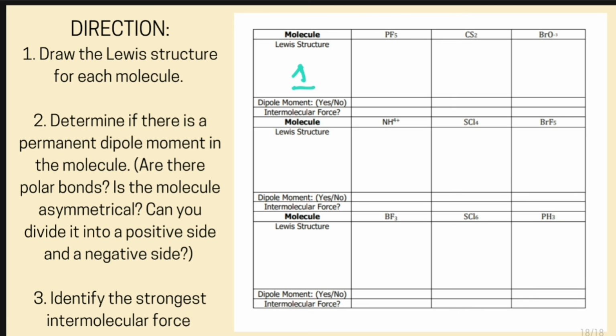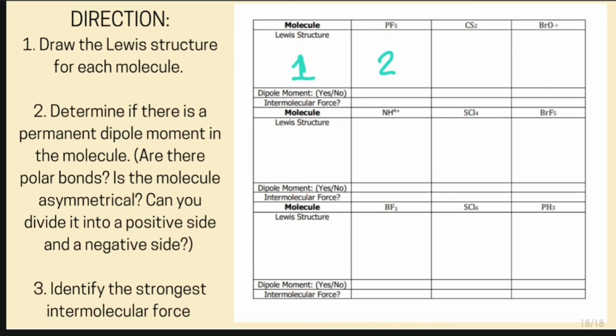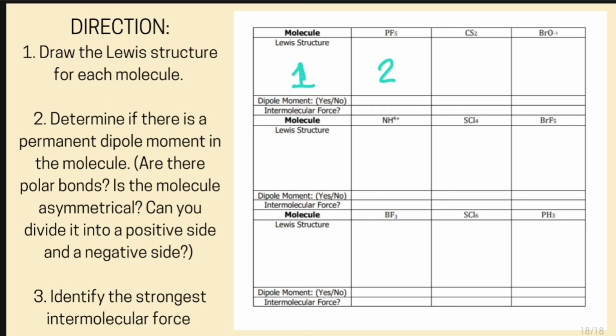Now, is the molecule asymmetrical? Titignan nyo rin yung drawing. Magbe-base kayo sa Lewis structure dito sa number 2. Asymmetrical ba si molecule or symmetrical? Ganyan. And next, identify the strongest intermolecular force present.